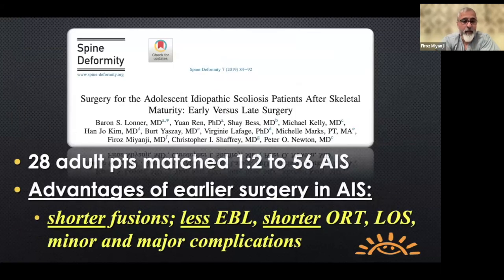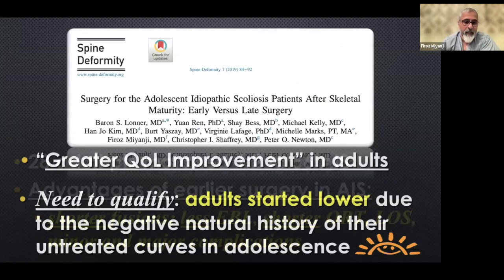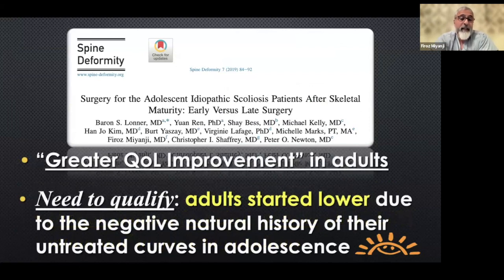We looked at this through the HARM Study Group as well, and Baron Launer led the way in this. 28 adult patients, we matched them 1 to 2 to 56 AIS patients, and again found that the perioperative insult in AIS was better. We had shorter fusions, less estimated blood loss, shorter OR time, shorter hospital stay, as well as fewer minor and major complications. We had a greater improvement, surprisingly, in the adult in terms of quality of life, but you have to qualify this, right?